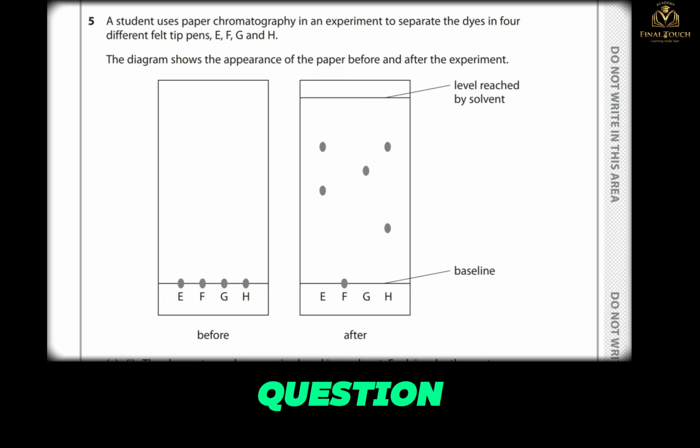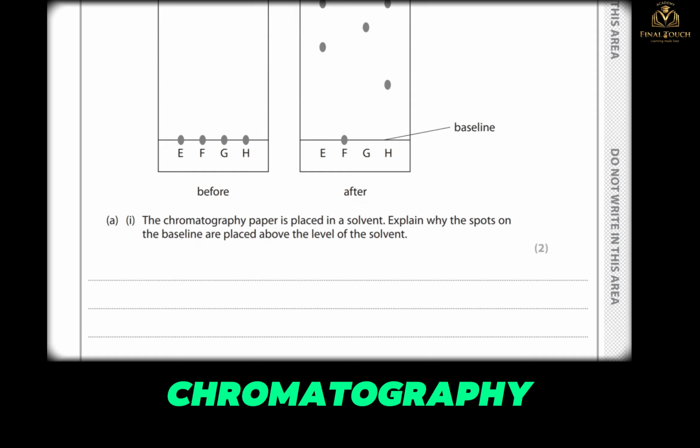So for the fifth question, it tells us a student uses paper chromatography in an experiment to separate the dyes in 4 different felt tip pens, E, F, G, and H. The diagram shows the appearance of the paper before and after the experiment. So it is a question about paper chromatography.